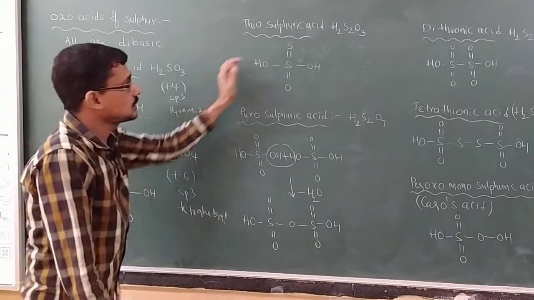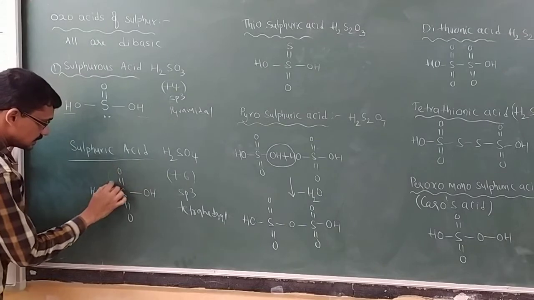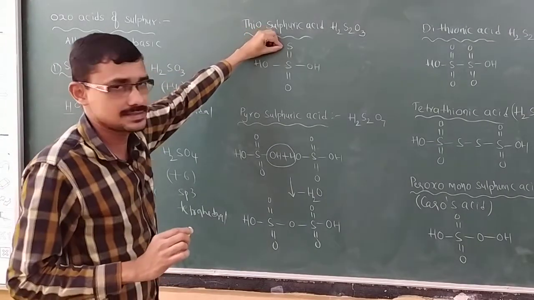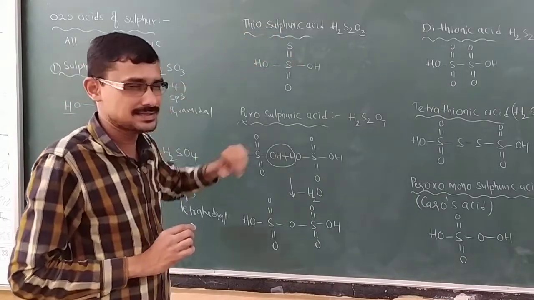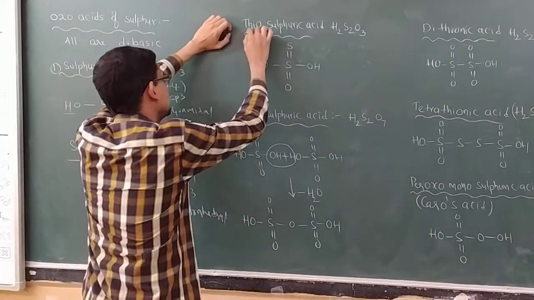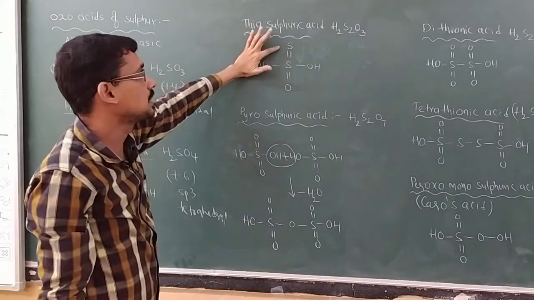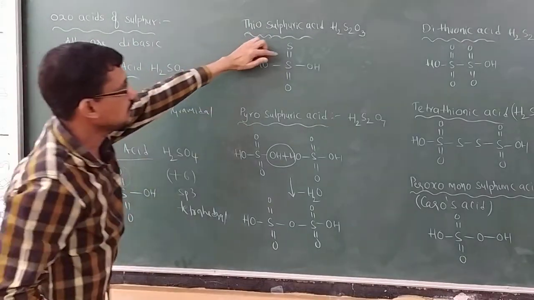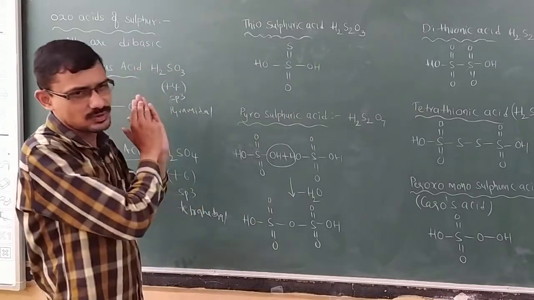Next, thiosulfuric acid. Now what we have to do is, in the place of the double bond O, I am putting a double bond S. Putting here double bond S, we get thiosulfuric acid. Generally thio means SS linkage, sulfur-sulfur linkage. So thio means S double bond S. In the place of double bond O, I kept double bond S, H2S2O3. The remaining thing is the same.